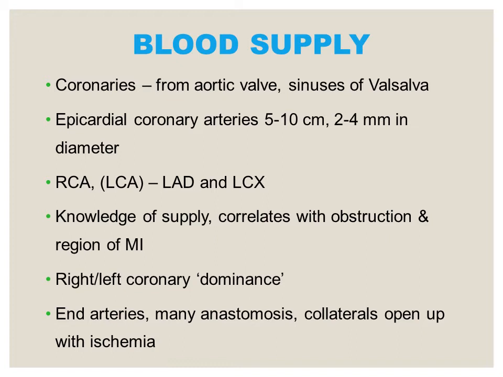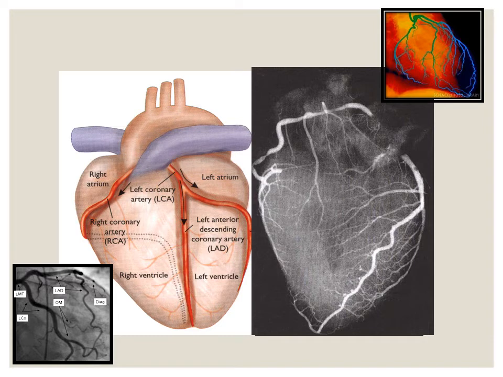So whenever there is any obstruction in coronary artery, the region that is supplied by the artery undergoes ischemia and subsequently it is infarcted. So because of the different types of anastomosis, the collaterals open up with ischemia so that the blood supply should not be compromised. But because these are end arteries, any damage or complete obstruction of artery may lead to infarction. So this is the photograph demonstrating the blood supply of the heart.